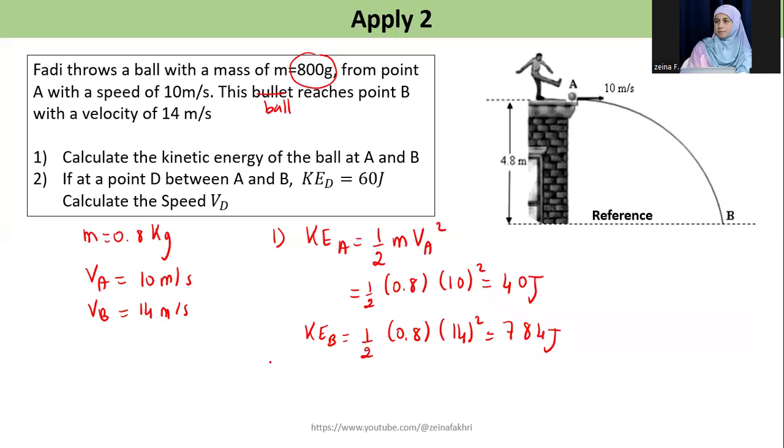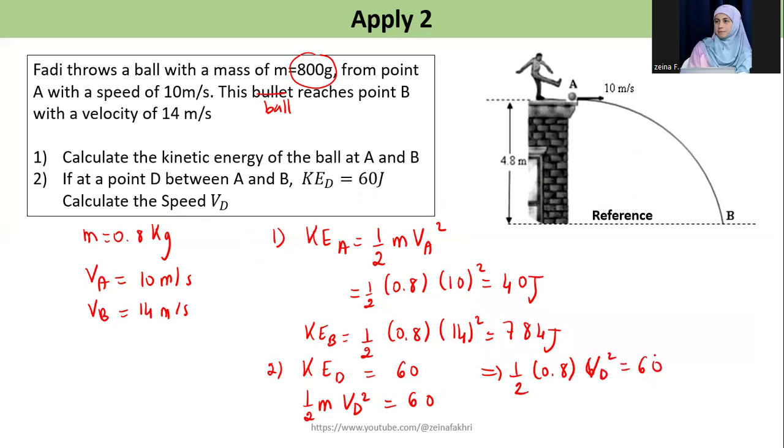Now, let's see the question number 2. Knowing that at a certain point D between A and B, the kinetic energy is 60 joules, the question is find the speed. So we know that KED is equal to 60. But we know also that KE is half m vd square. So which means that we have half multiplied by 0.8 multiplied by vd square equals to 60, which means that by doing the calculation, we'll get vd square equal to 150, which means that vd equal radical 150 meter per second.